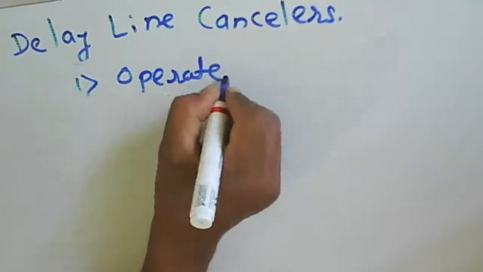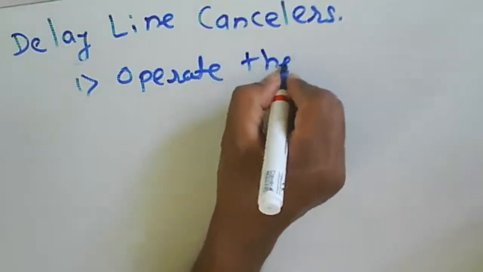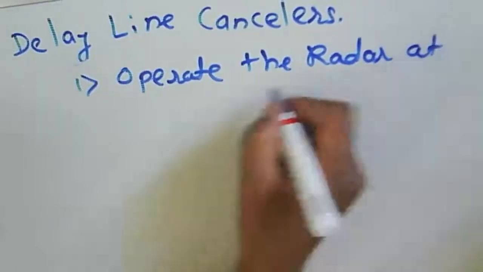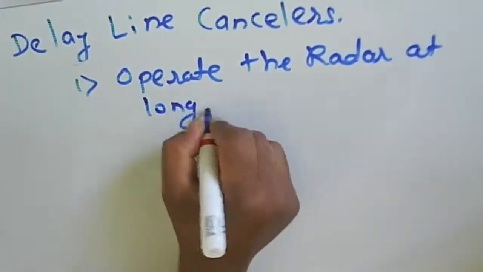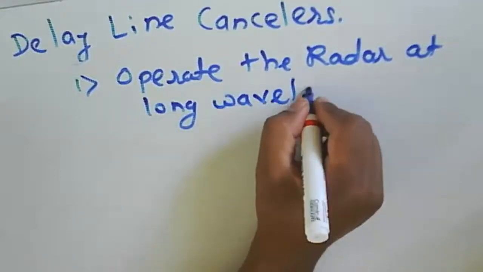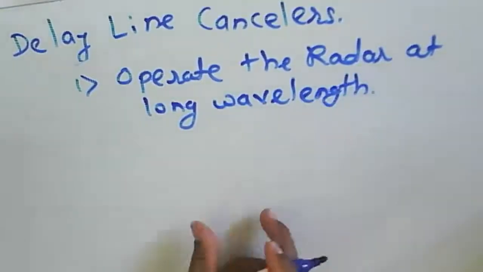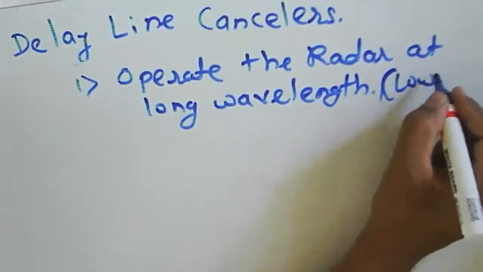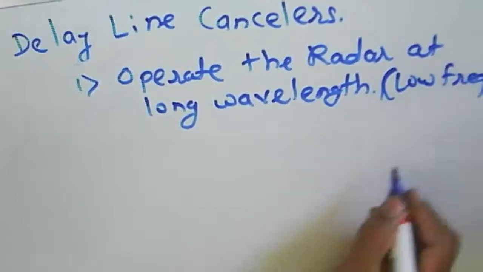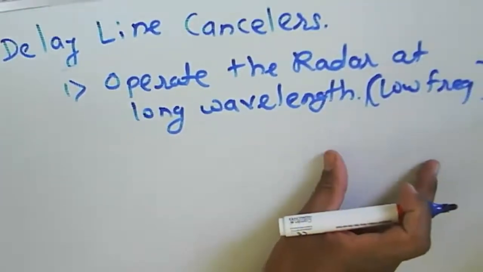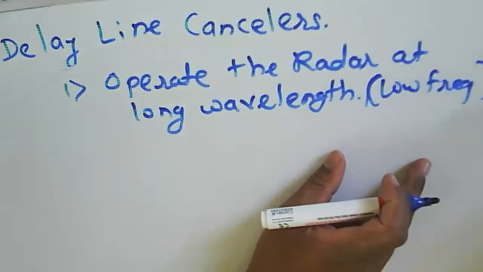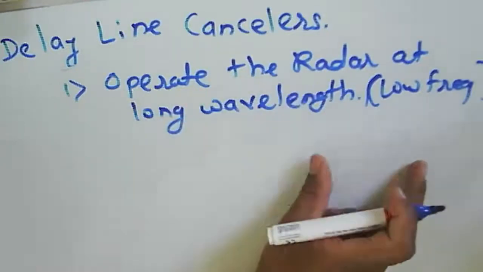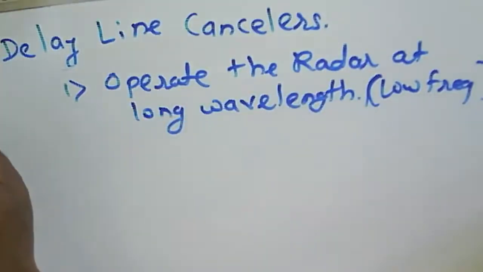at a long wavelength. Operating the radar at a long wavelength means operating at a low frequency. To avoid a blind speed, we need to operate the radar at a low frequency.